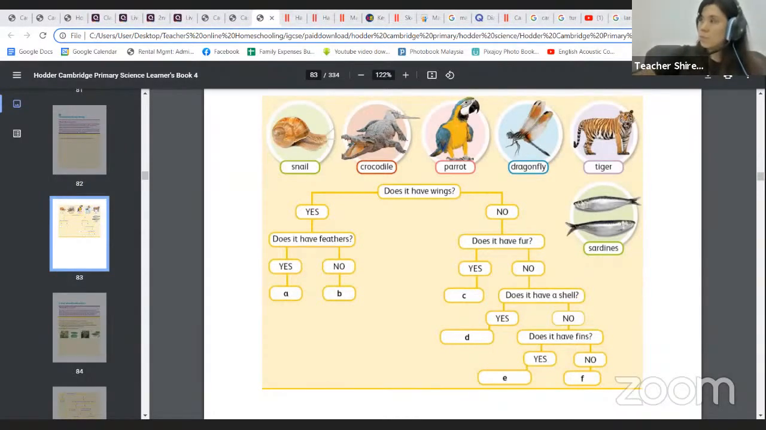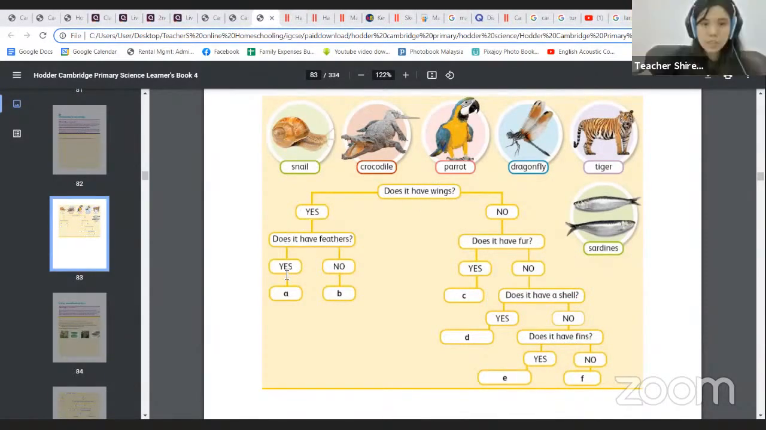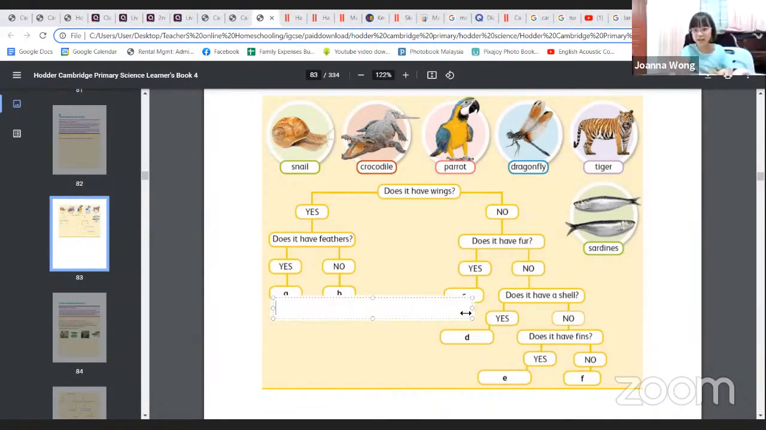Done. Okay, you've written the answer in the column already. Fantastic. Let's discuss. Does it have wings? Yes, it has wings. Does it have feathers? Yes. Who has wings and feathers? Who is that? A parrot. Fantastic, parrot.